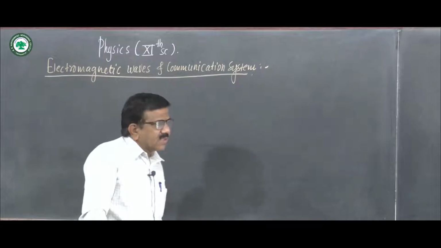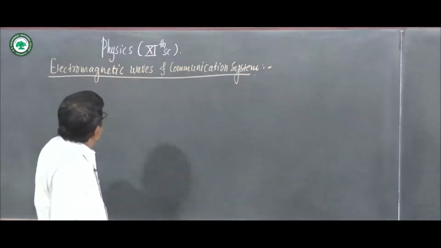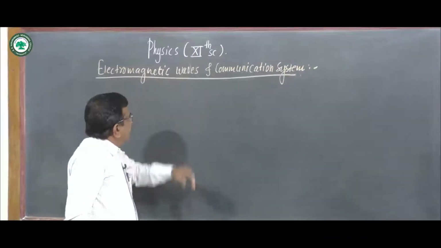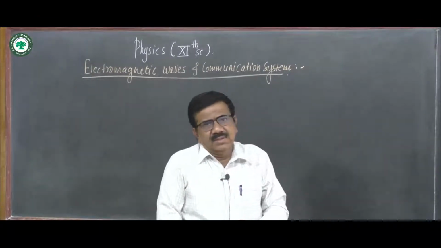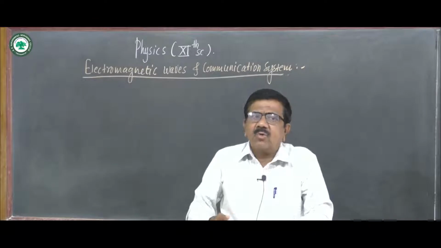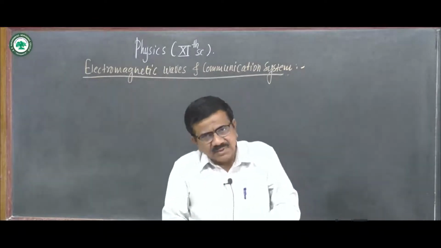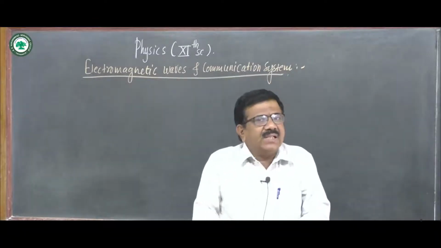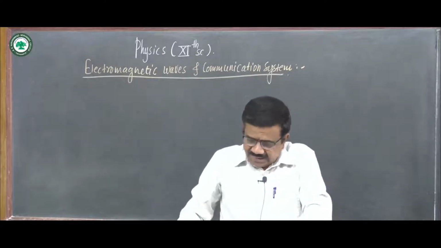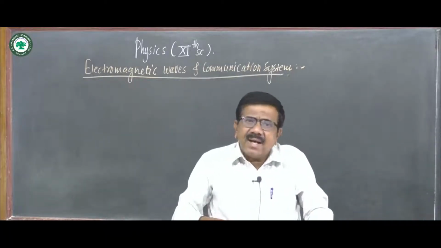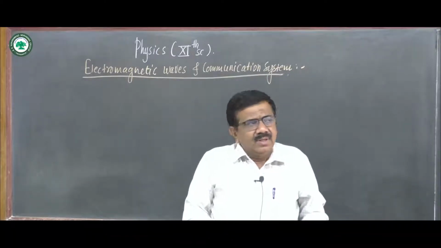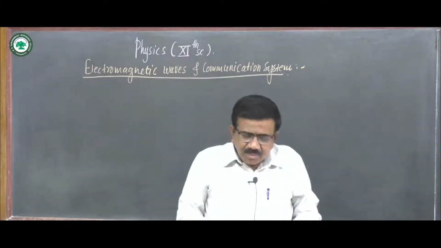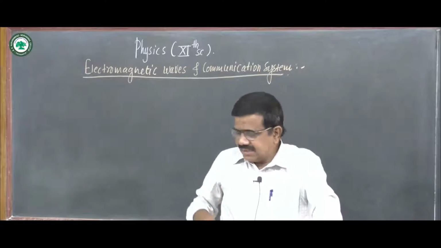In the last 6-7 lectures we have studied electromagnetic waves and communication systems: the electromagnetic wave, the electromagnetic spectrum, the different properties of that spectrum, the communication system and important terms in communication. Now today we see some numericals based on this chapter.